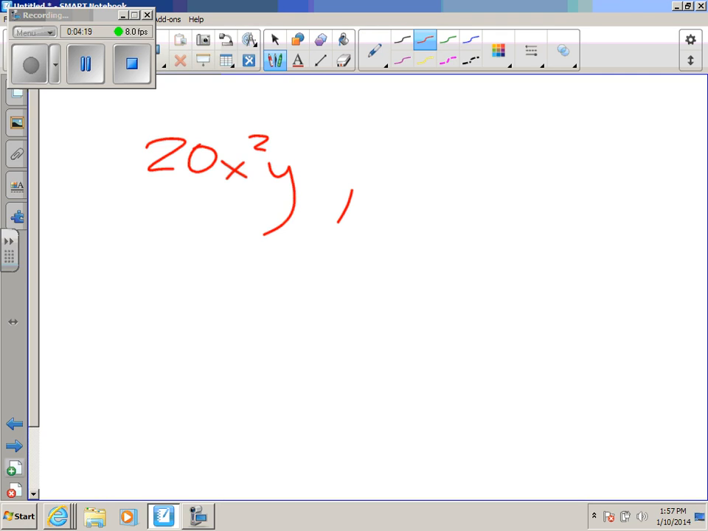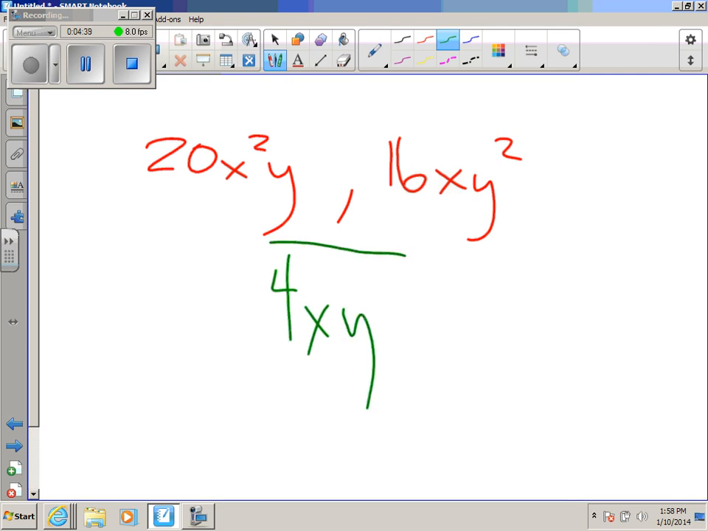20x squared y and 16xy. GCF of 20 and 16. 4. GCF of x squared and x. And y squared. There it is.